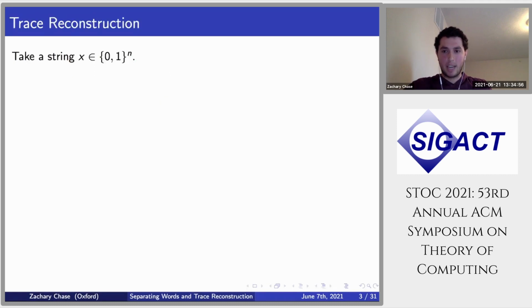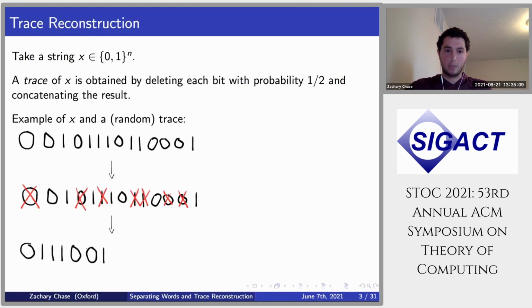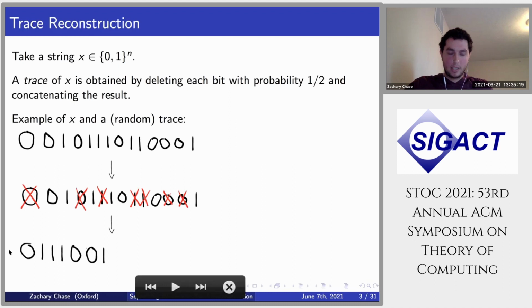Okay, so take a string x in {0,1}^n, and we define a trace of x to be a random string formed by deleting each bit of x with probability 1/2 and concatenating the result. So here's an example of x and a random trace. So x is this top string, and the randomness is such that the first bit is deleted, the second and third are kept, the fourth is deleted, etc. And then all that's outputted is the remaining strings concatenated together.